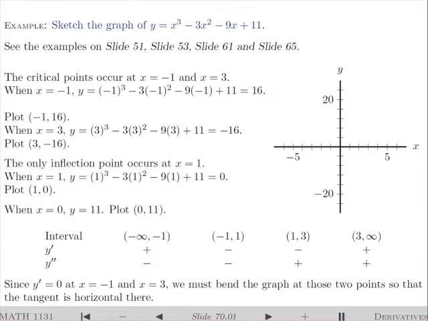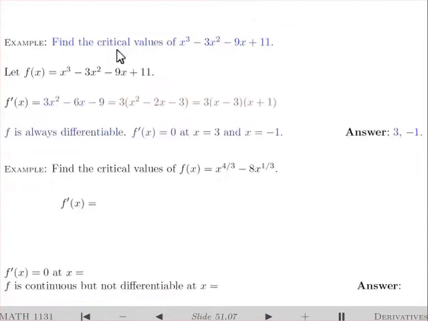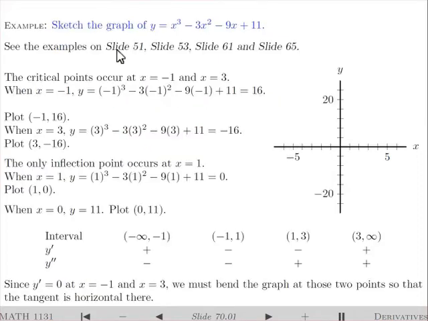Our first example is the graph of the function x cubed minus 3x squared minus 9x plus 11. So, cubic polynomials, so the calculations are quite simple, even though they took us a bit of time to do. Back in slide 51, we found the critical values. Those are x equals 3 and x equals negative 1.